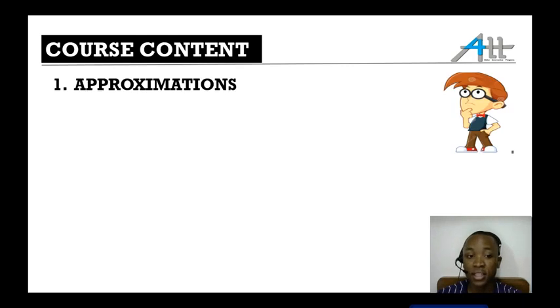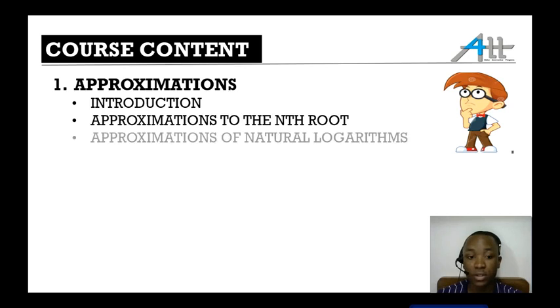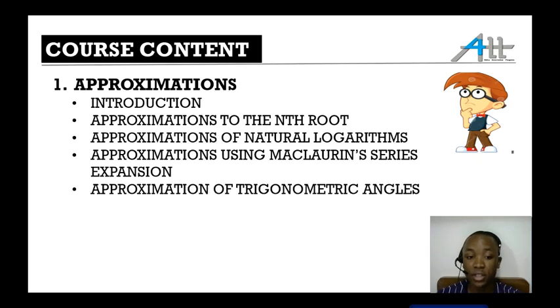The course content. For the first chapter, we'll have approximations, where we'll have an introduction, approximations to the nth root, approximations of natural logarithms, approximations using Maclaurin series expansion, approximations of trigonometric angles, solved examples and exercises.